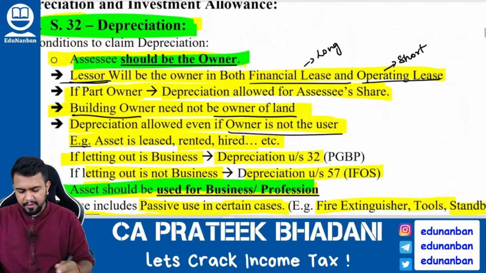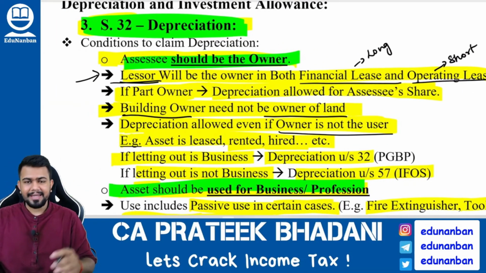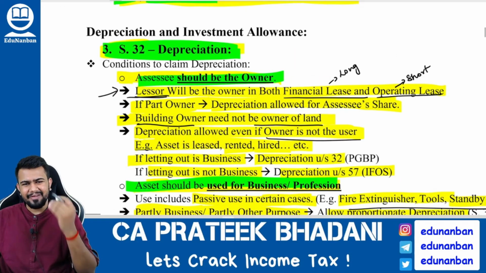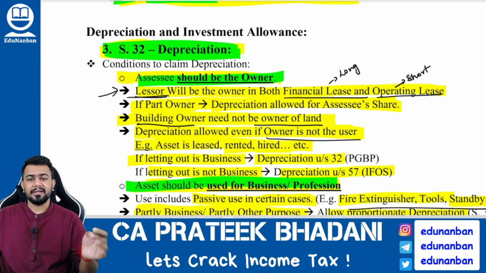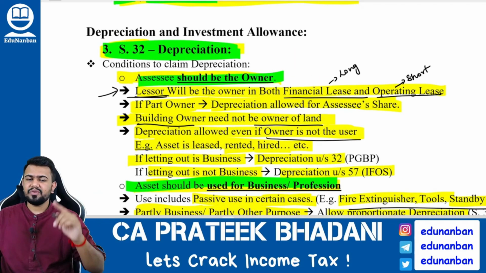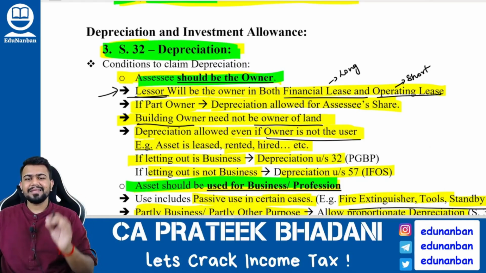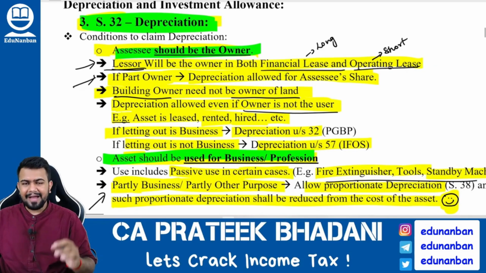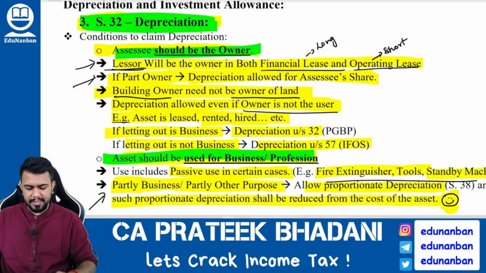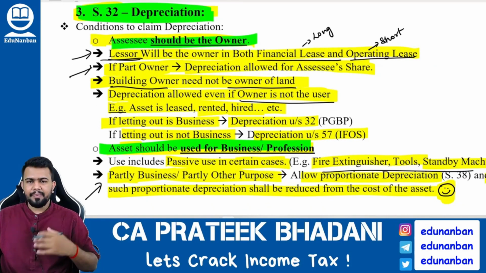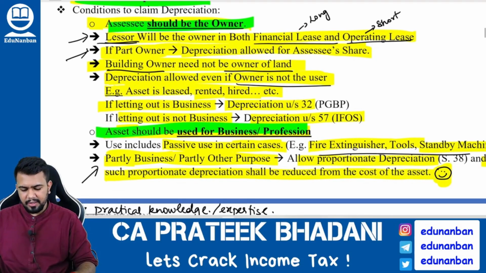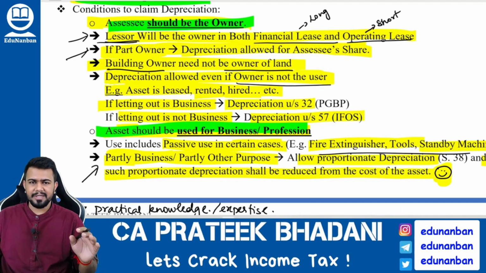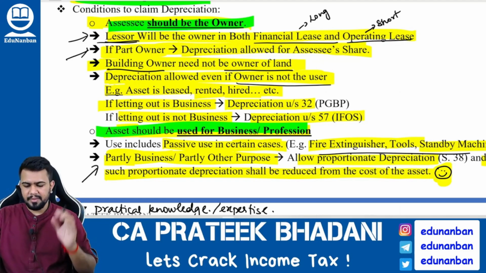Now, for the owner, let us see a few points. First and foremost, lessor. In case of a lease transaction, let it be finance lease or operating lease, it does not matter. In a lease transaction, the lessor is only the owner of the asset, hence the lessor gets the benefit of depreciation. Next, if I am only having a part ownership in a building, then in my part only the depreciation is going to be allowed. Not only building, in any depreciable asset. If I am owning only a part of the asset, then only on my part I can claim depreciation.